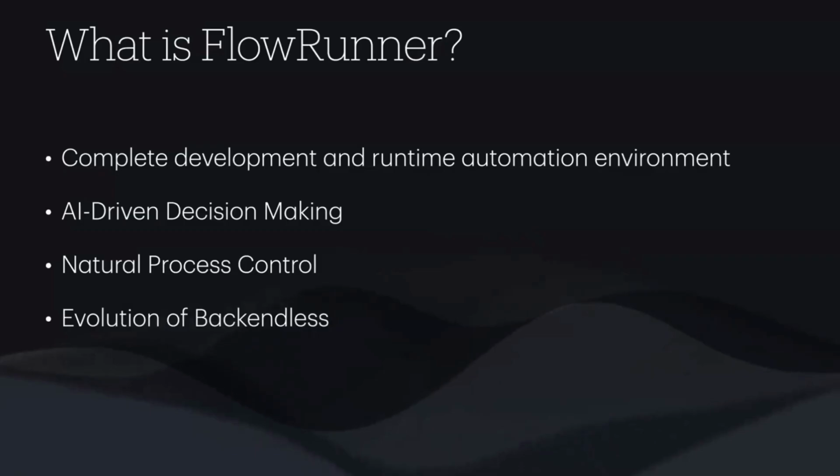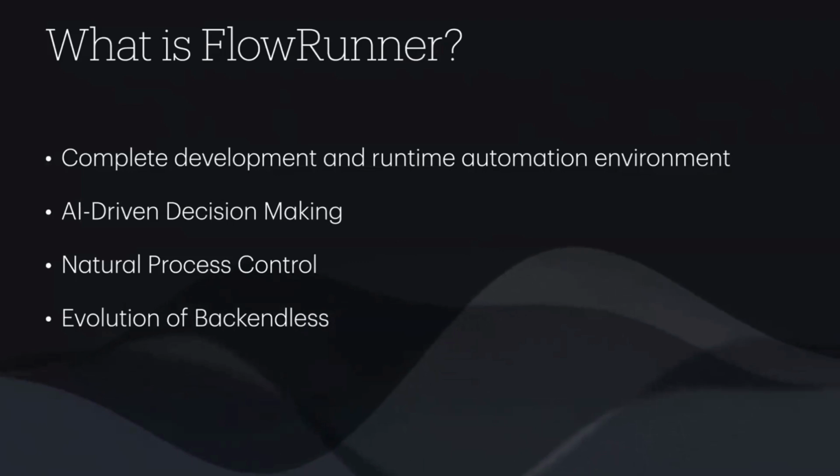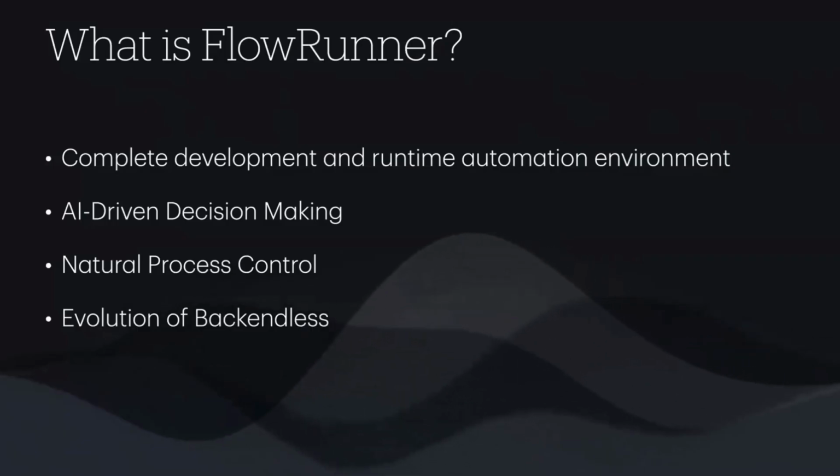The process control in FlowRunner is what we call natural process control, meaning that you can define processes exactly as you think about them and in the way they work. If there are parallel actions going on, or if one action needs to wait on another, you can control all of that in FlowRunner, as far as how things advance in your automations and processes. And we believe that FlowRunner is a natural evolution of Backendless.